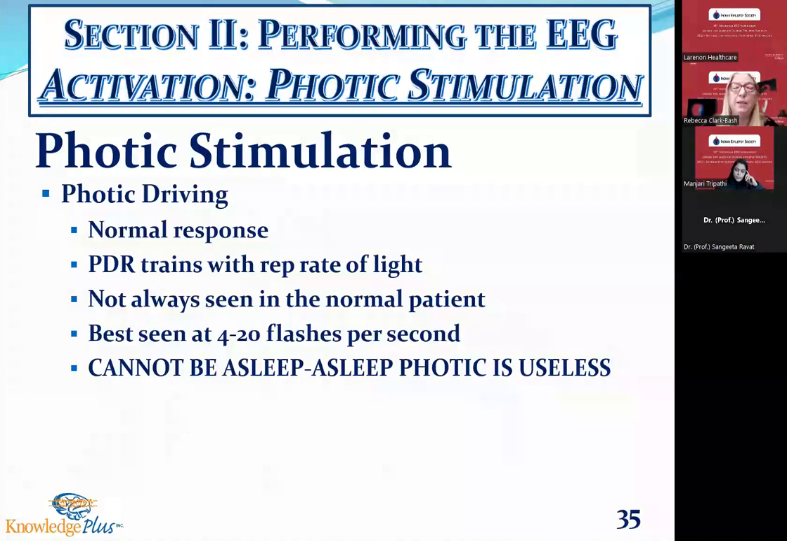Photic driving is normal. Just like eye opening and eye closure, if it isn't there, it doesn't mean anything. If it is there, it has value. It tells you that it's bilaterally symmetrical. The PDR, the posterior dominant rhythm, trains with the rep rate of the light. So that means if I'm at 5, I'll have the PDR responding at 5. And that is best seen between 40 and 20 flashes per second.